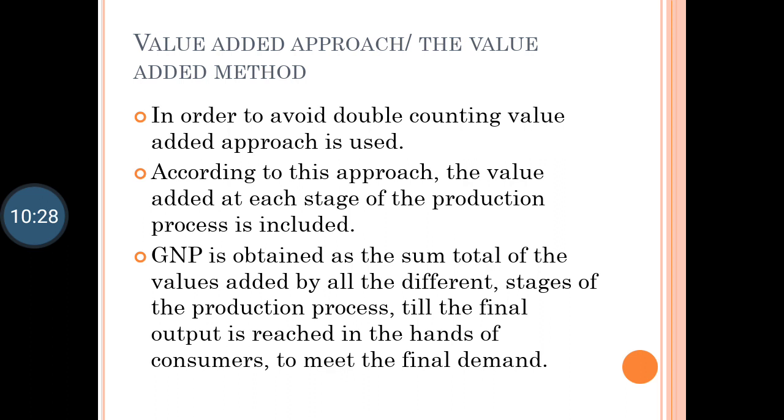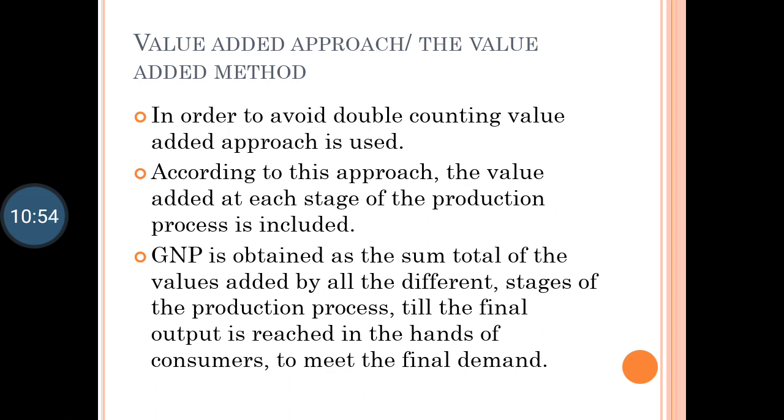At each stage of production, they count the values. Suppose 10 rupees for sugarcane, plus 10 rupees for other raw material, plus 10 rupees for processing, plus 10 rupees for electricity. That way it comes to 50 rupees. So they take each stage's amount, 10 rupees plus 10 rupees plus 10 rupees, and that way it comes to 50 rupees.